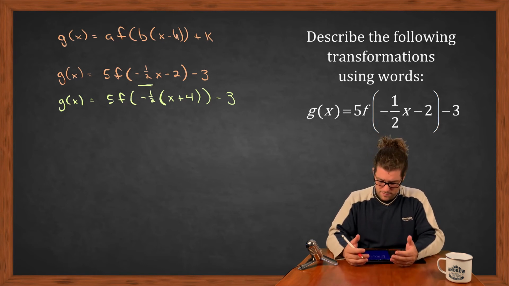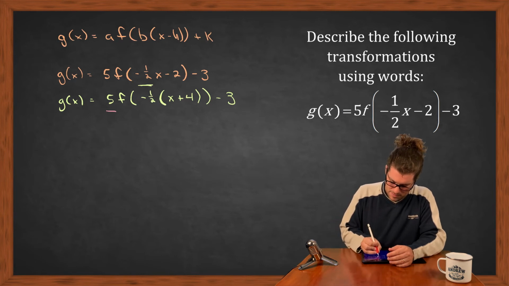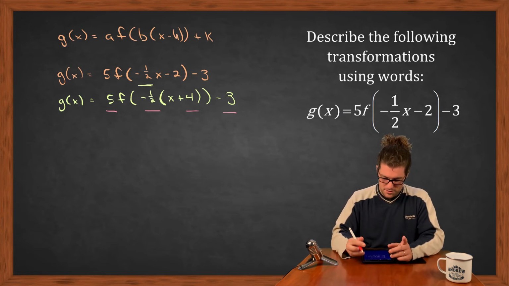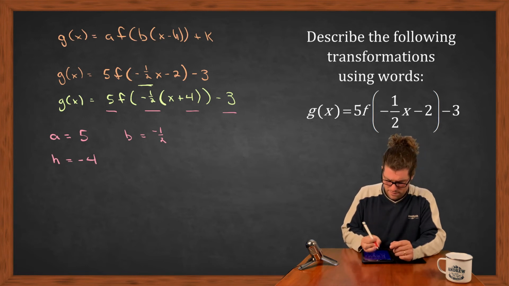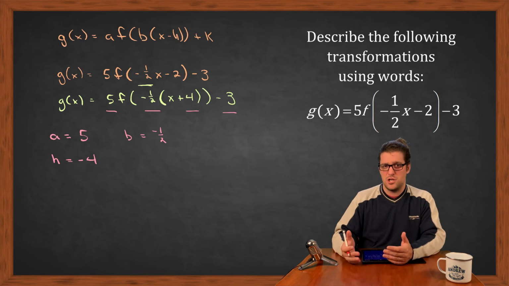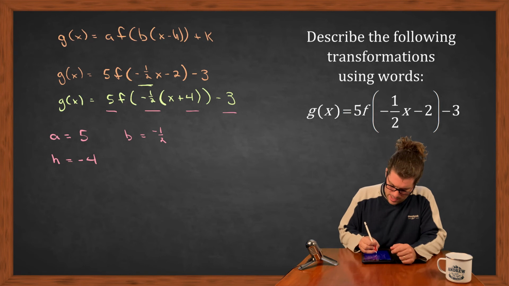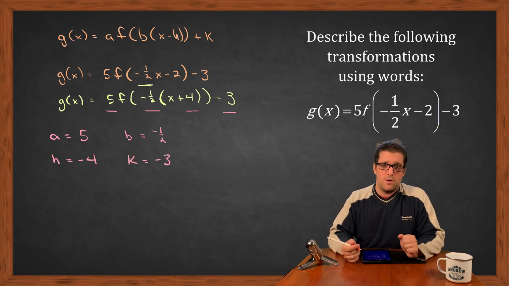Now from this point, everything matches up with the parameters we described when we started today. The a value here is 5. The b value is negative 1/2. The h value is actually negative 4, because we usually see x minus h, but this one would be minus negative 4 to have that same formatting. The k value is negative 3.